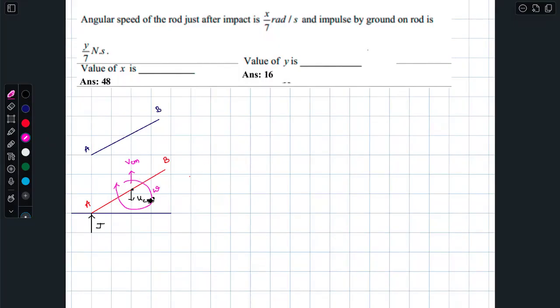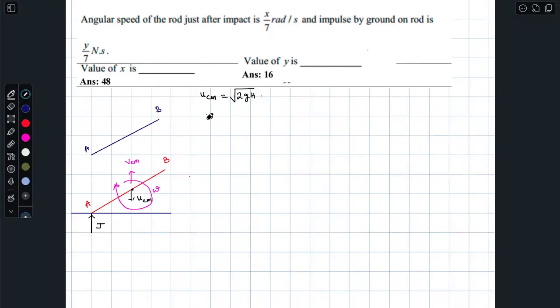Why the angular rotation is like this? Can someone please explain? Because about the center, the impulse is clockwise. So therefore, omega clockwise. Now, first of all, I know UCM is equal to root 2GH. I'll convert later on.